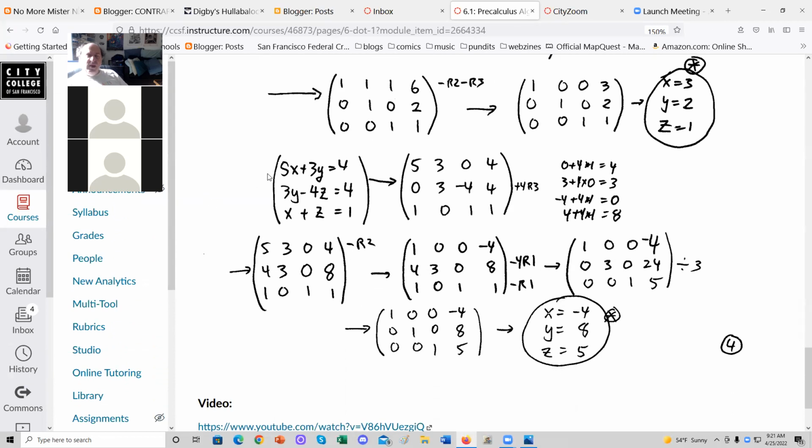Here we have another system. 5x plus 3y is 4. 3y minus 4z is 4. X plus z is 1. Now each of these is only 2 of 3 variables. So this is going to be zeros in the augmented matrix. 5x plus 3y plus 0z is 4. 5, 3, 0, 4. 0x plus 3y minus 4z is 4. 0, 3, negative 4, 4. 1x plus 0y plus 1z is 1. 1, 0, 1, 1.